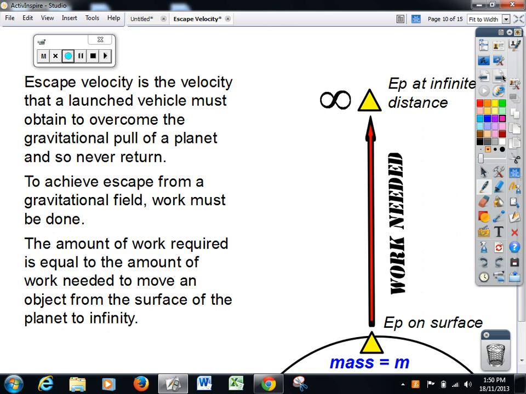Okay? So here we have a mass on the Earth's surface, and we want to move it from here up to here. So we're going to calculate that amount of energy that is needed there. Anyone got any questions on what escape velocity is? Escape velocity is the velocity from the kinetic energy that we need to supply to an object so that it overcomes the gravitational pull of the Earth. In other words, we need to be able to move it from here to infinity and never for it to return.